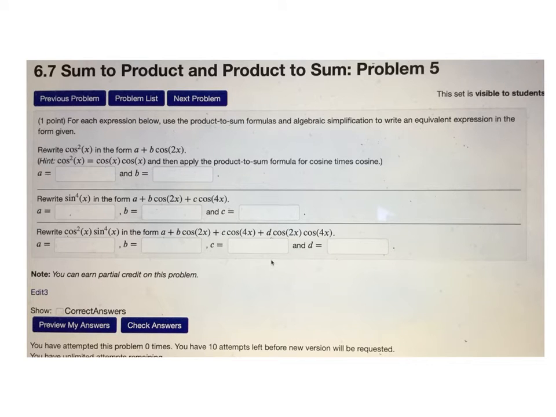The purpose of this video is to give you some traction in solving this WeBWorK problem, sum to product and product to sum question bank, problem number 5.